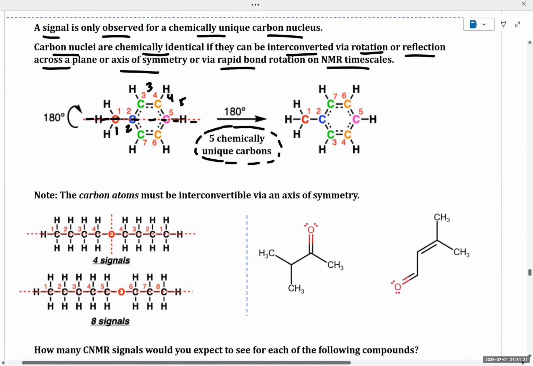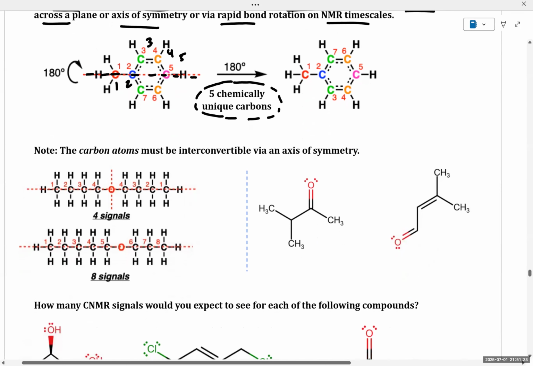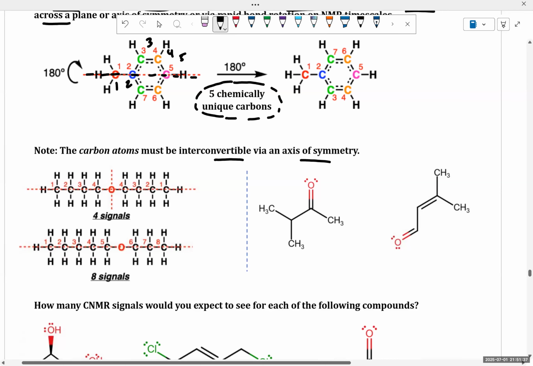It's important to note that the carbon atoms must be interconvertible via an axis of symmetry. For example, in this dibutyl ether, we only see 4 signals because there's a clear axis of symmetry. If we shift the oxygen atom 1 atom over, the carbons are no longer interconvertible via an axis of symmetry, and thus we see 8 signals.